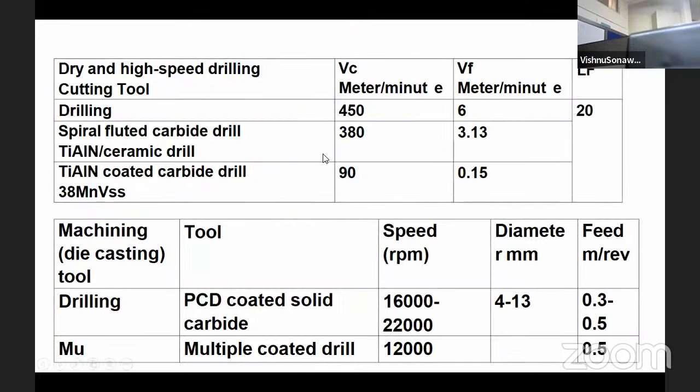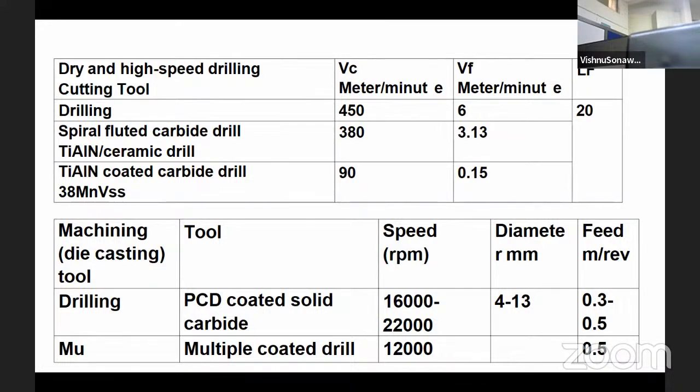Here we can achieve the maximum amount of cutting velocity with the cutting fluids and feed. For a 20 millimeter drill, the speed is 450, and we use the spiral fluted carbide cutting tool material, titanium aluminum nitride, and the ceramic drill tool material, titanium aluminum nitride coated carbide drill tool material, manganese, and this BSS. Here we can use magnesium machining with these dry casting tools.